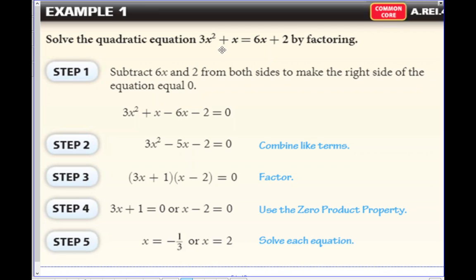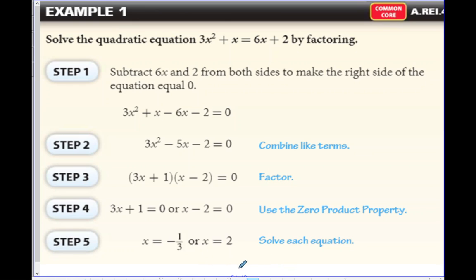All right, so on this example, you'll notice that we're still solving quadratic equations. And remember, if we want to solve a quadratic equation using the zero product property, we want to have the equation equal to 0. It has to be equal to 0 in order to use that. So if you see an equation like this example, the first thing they did was they moved the 6x and the plus 2, and they rewrote that equation to make it equal to 0.